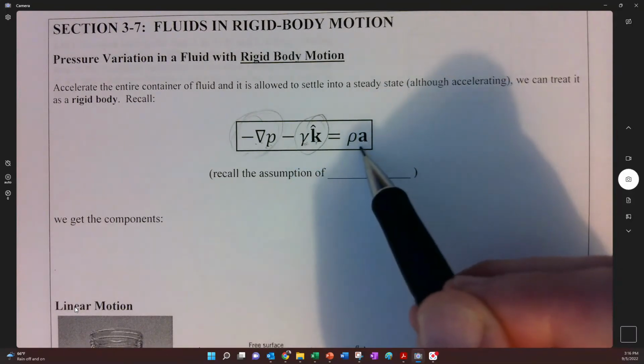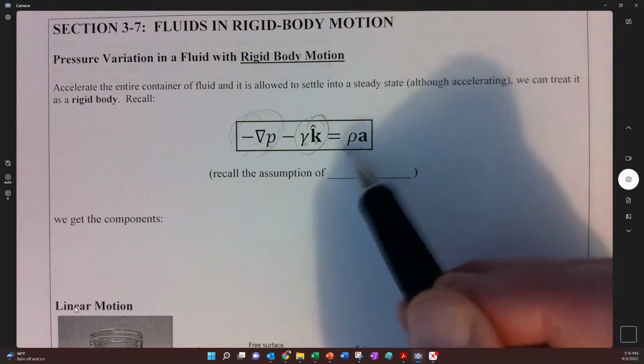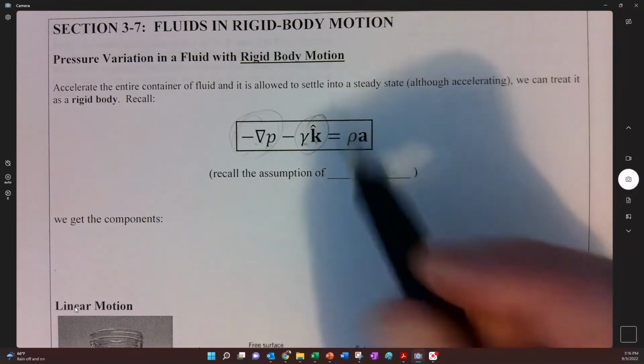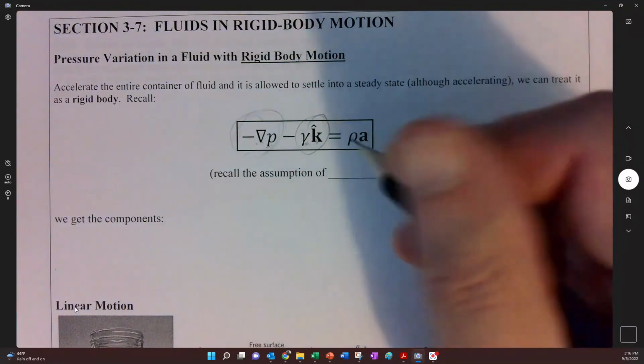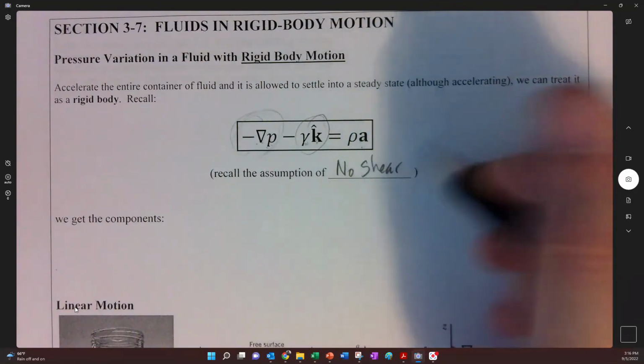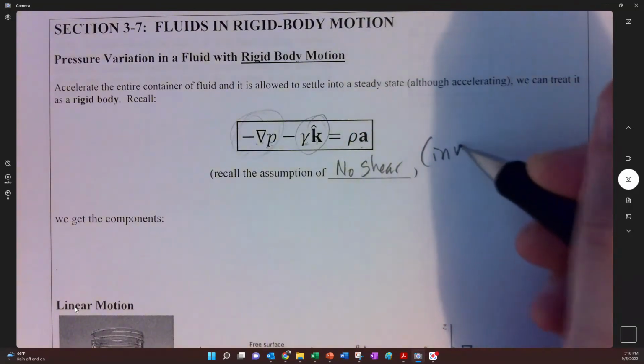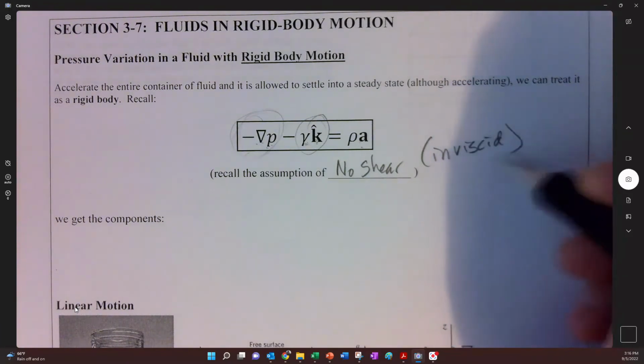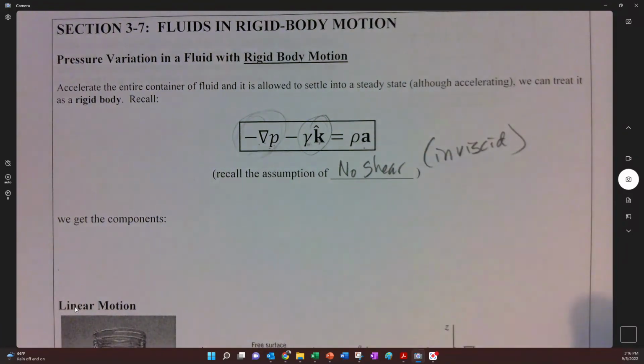But now we actually have acceleration. Remember, we were doing fluid statics where this acceleration was 0. For this equation right here, remember that we had an assumption of no shear, right? Which is another way of saying that it's inviscid. So this didn't include the effects of shear.